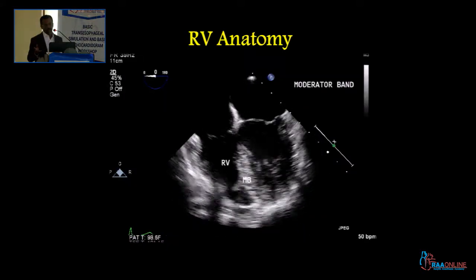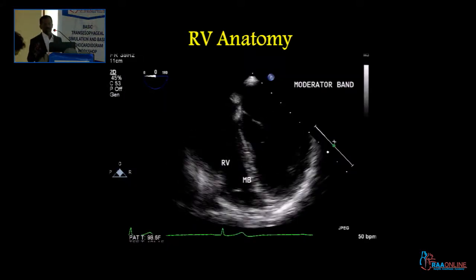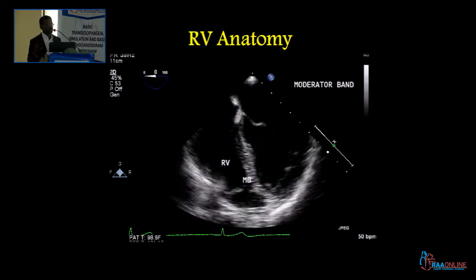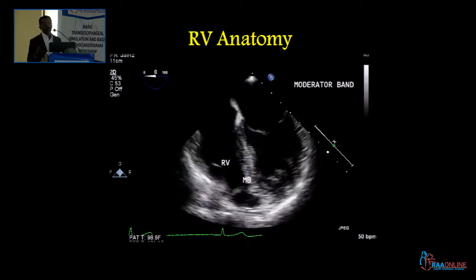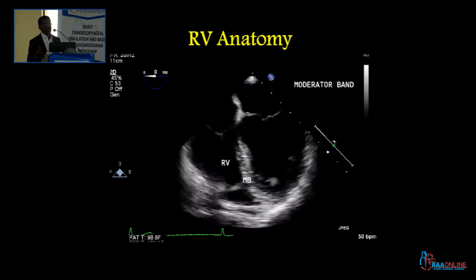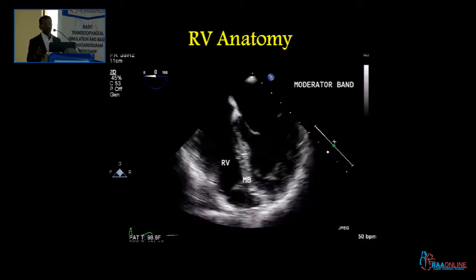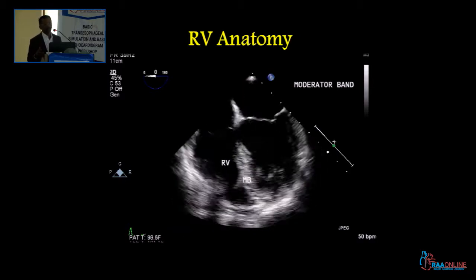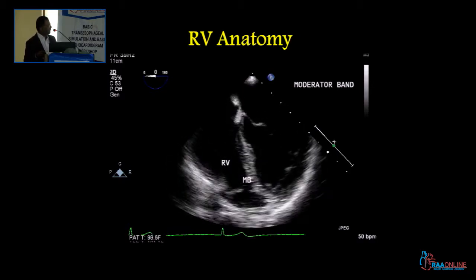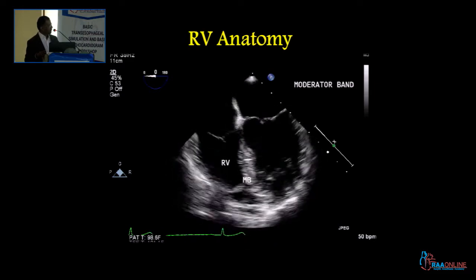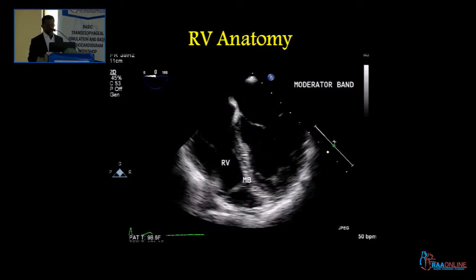How do we identify the RV? To say that this is the RV and this is the LV, there are two things. One, more than two papillary muscles are usually present in the RV. And you always have the moderator band in the RV most of the times. The moderator band is a band which arises from the anterior papillary muscle and crosses across to the interventricular septum. So whenever you have the moderator band, it is the right ventricle.